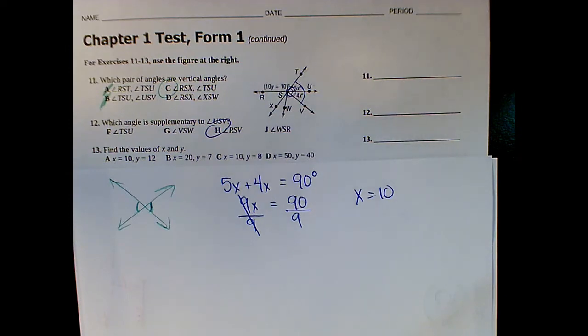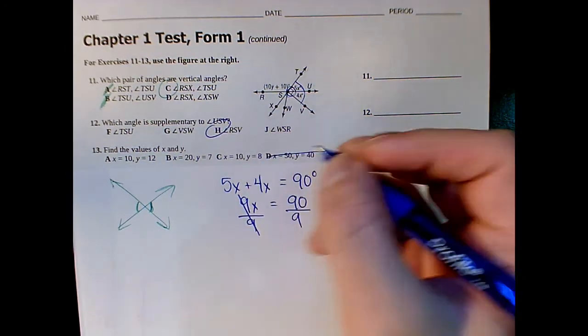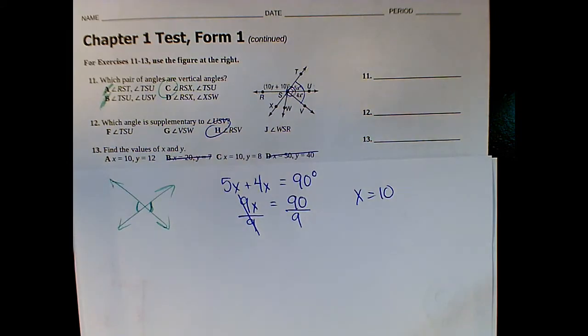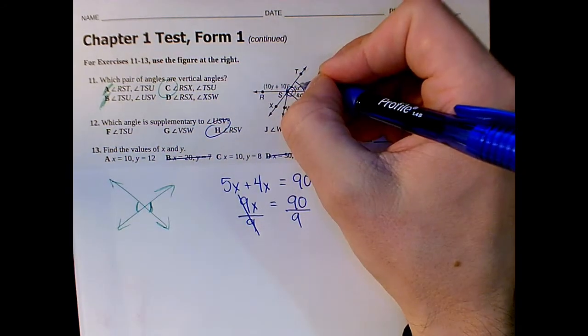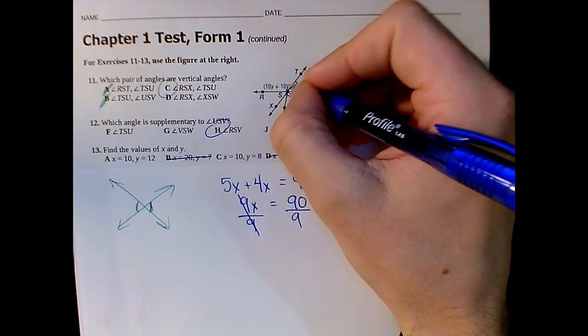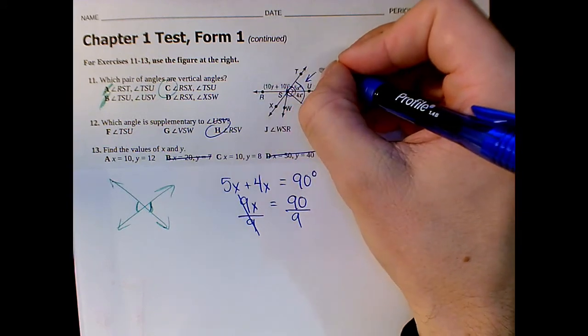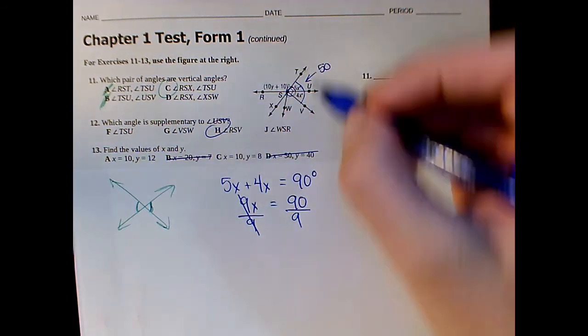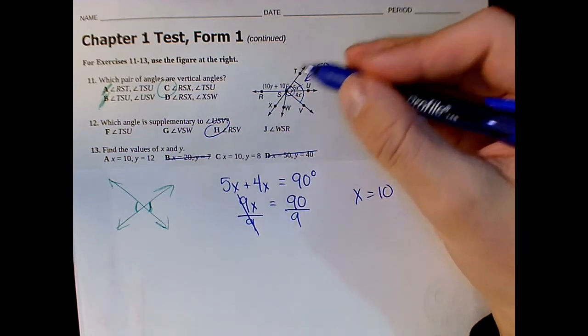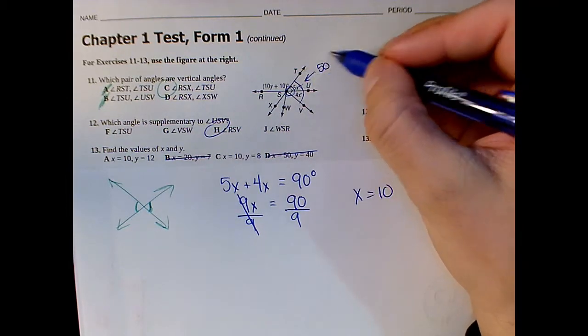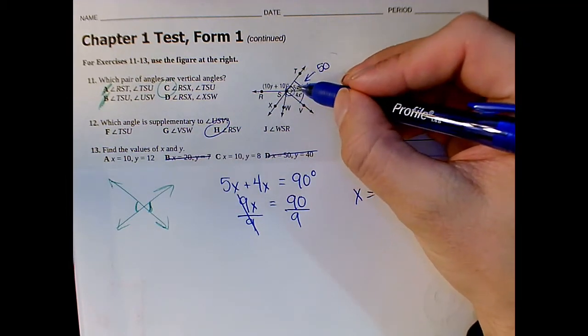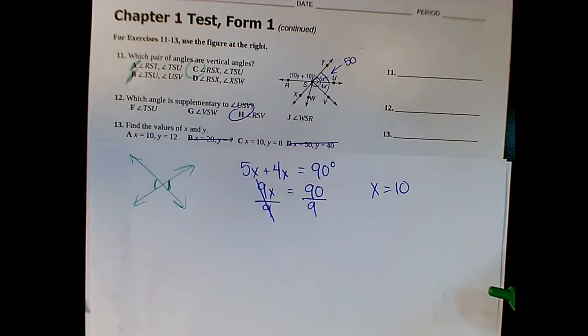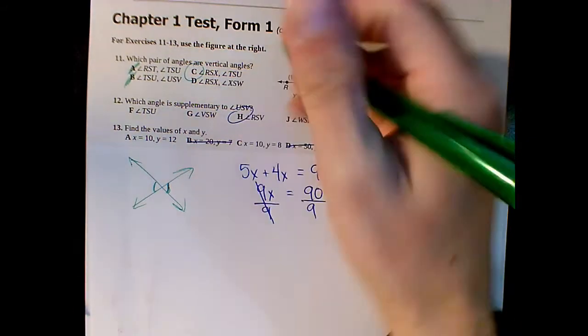So I found my x equals 10, which means you're out of the question and you're out of the question. Now that I know that x equals 10, I know that that guy right there is 50, because 5 times x equals 10 is 50. So 50, and let me use a different color.